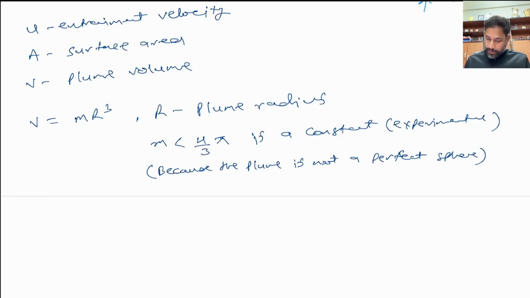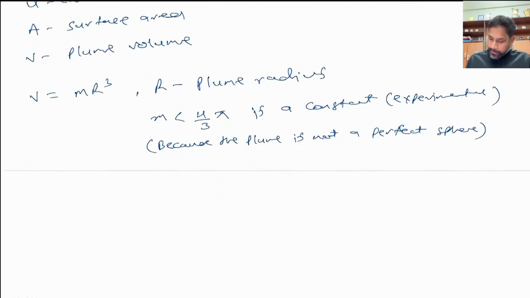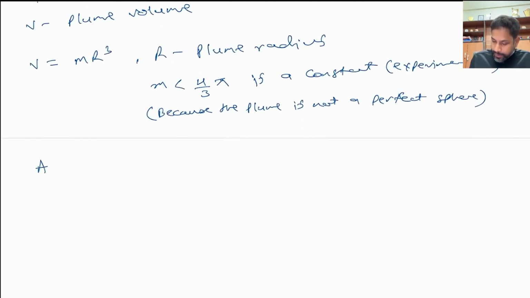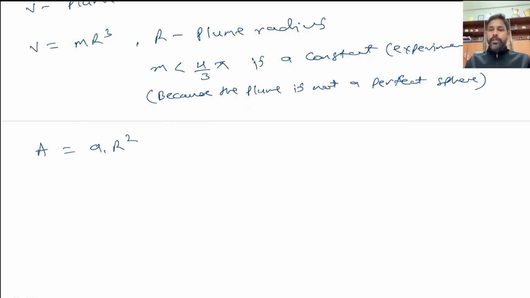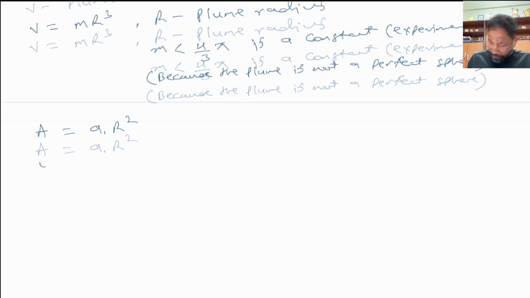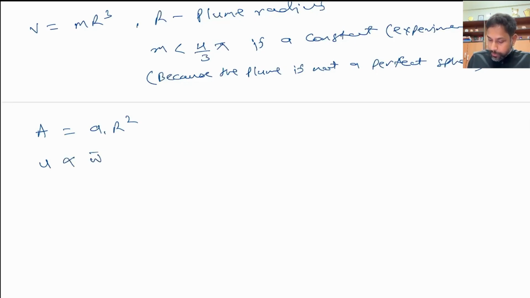All right, so that is defined, and now let's define A, that we define as A1 r square, just like the factor m. We consider a factor of A1 for defining the area, right? That is the surface area of the plume. Okay, u here is proportional to W bar, as we have seen that entrainment velocity is proportional to the vertical velocity of the plume. That is something we saw in case of continuous release plume, right?